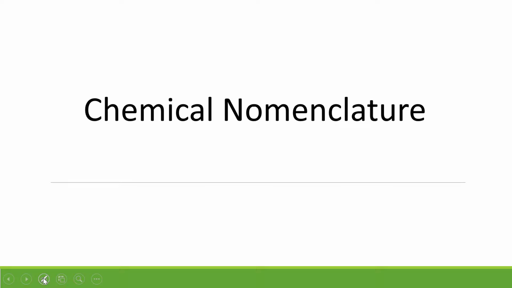Hi guys, so today we're going to be talking about chemical nomenclature, specifically how to name ionic and covalent compounds. If you check out my last video, you can learn a little bit more about the characteristics of each bond, but today we're just going to talk about how to write them and how to name them.